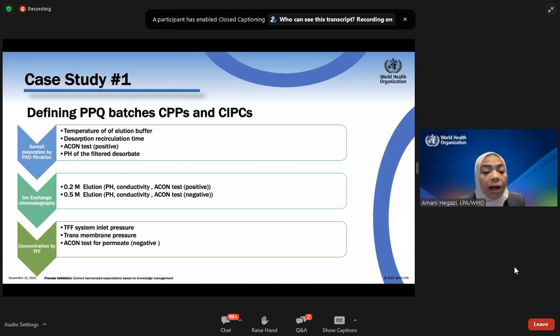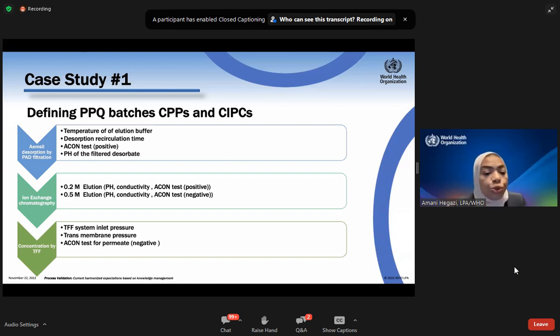Next step is the aerosol desorption by filtration. And the desorption is influenced by temperature. So the temperature is a critical process parameter, and the circulation time is another. And definitely the in-process test will remain the antigen content. Then purification by ion exchange, which requires size exclusion.